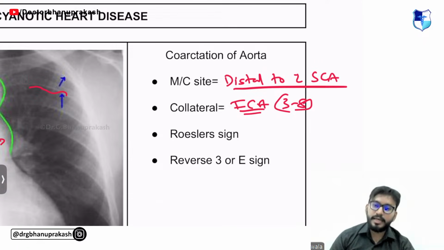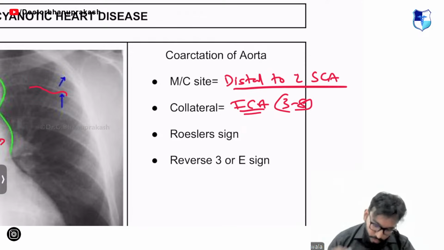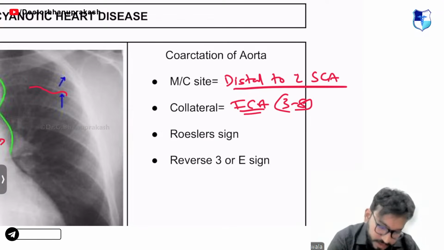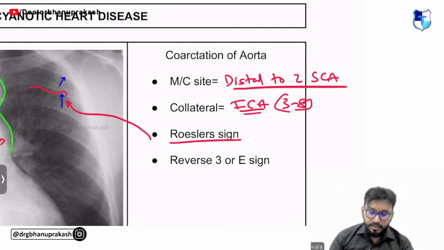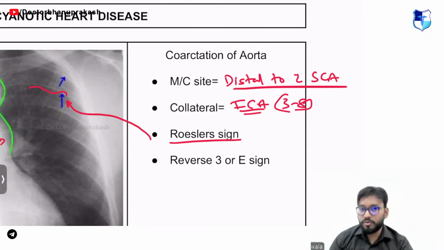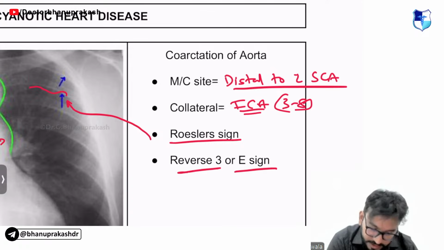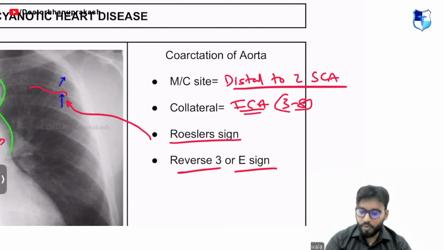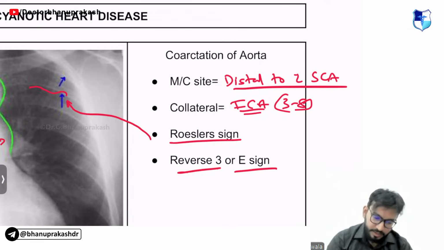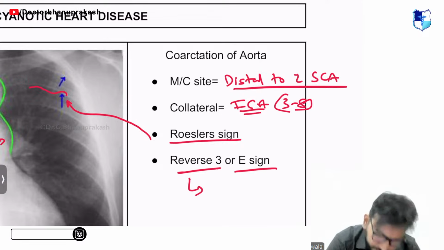What is Roesler's sign, guys? Come on. What is Roesler's sign? Roesler's sign is nothing, guys, but the inferior rib notching that you see. Inferior rib notching that you see is known as Roesler's sign. Reverse 3 or E sign. What is this, guys? Come on. Anyone? Come on, this is a brownie point. This is a special point. What is reverse 3 or E sign? And on which investigation do you see this?